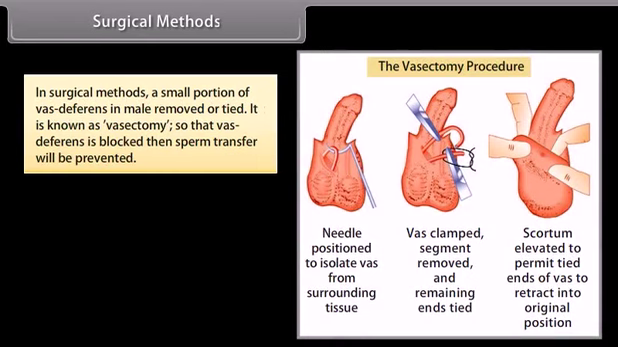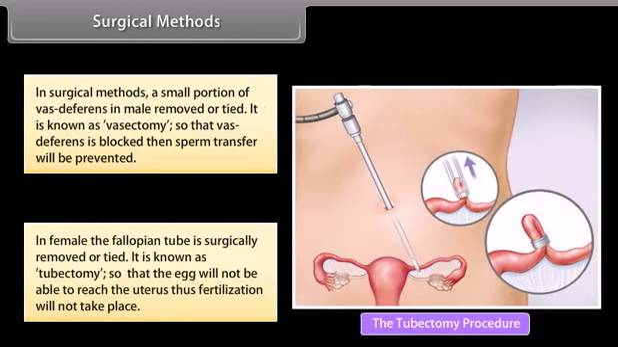Surgical methods. In surgical methods, a small portion of the vas deferens in the male is removed or tied. It is known as vasectomy, so that the vas deferens is blocked and sperm transfer will be prevented. In the female, the fallopian tube is surgically removed or tied. It is known as tubectomy, so that the egg will not be able to reach the uterus, thus fertilization will not take place.